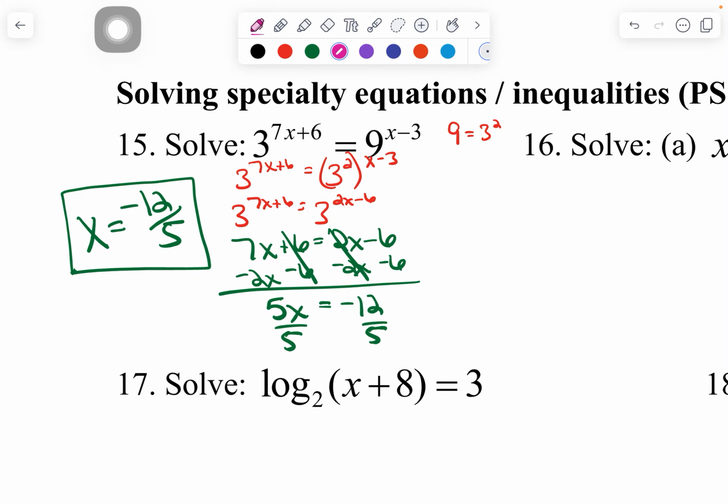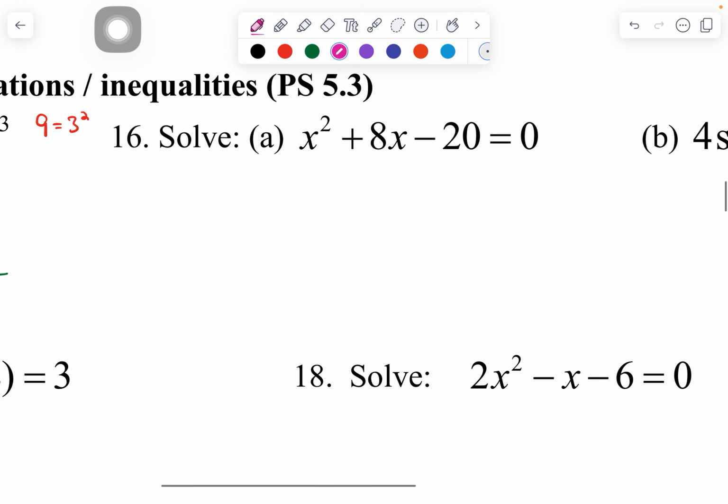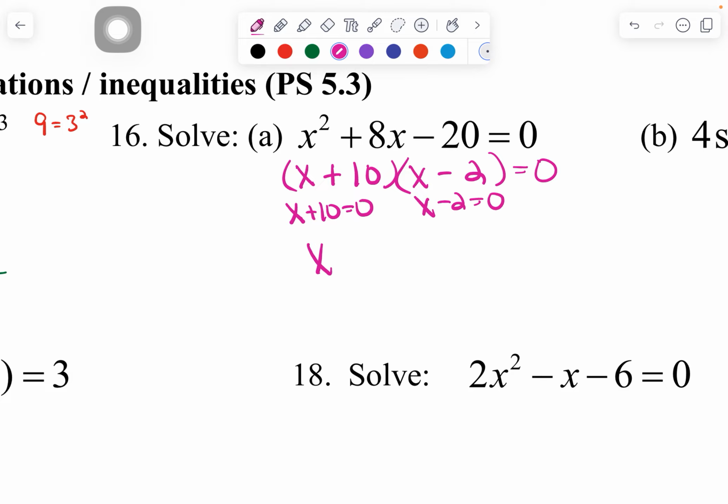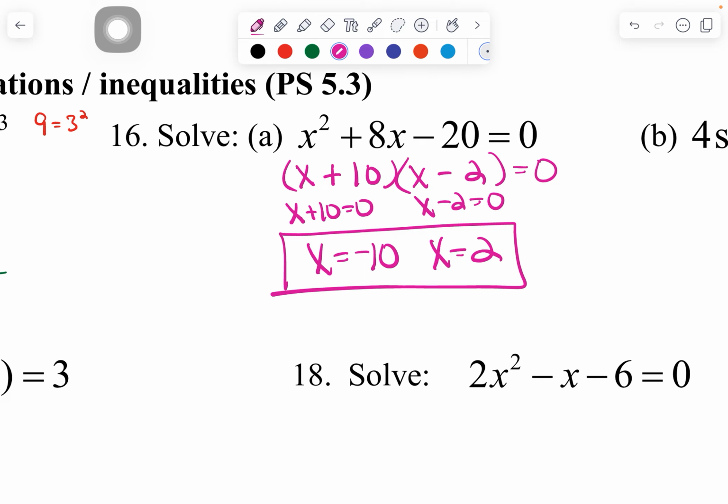All right. Number 16, part A. I want to try to solve this. All right, it's a quadratic. It's already equal to 0. And the answer is yes, I can factor it. So if I can factor it, I am going to. So let's see what we got here. This is going to split the x. Negative 20 would split with 10 and 2. Keep the 10 positive, make the 2 negative. Each of these factors is then equal to 0. And so we're going to get x is equal to negative 10 and x is equal to positive 2.